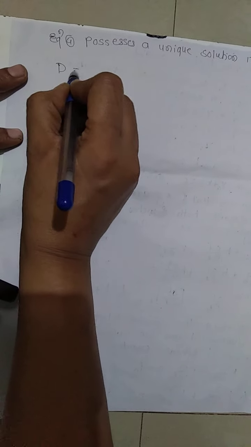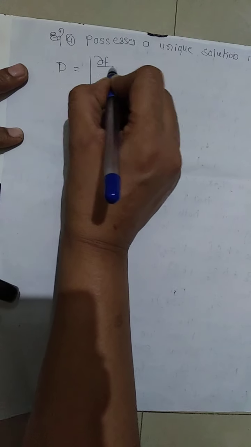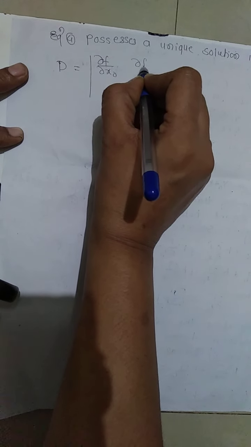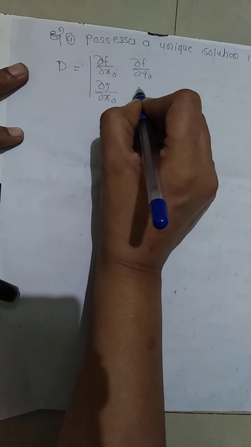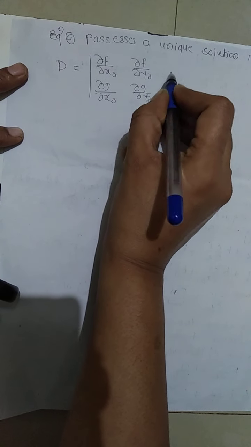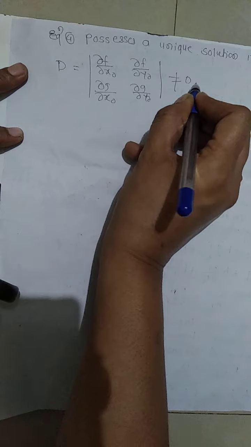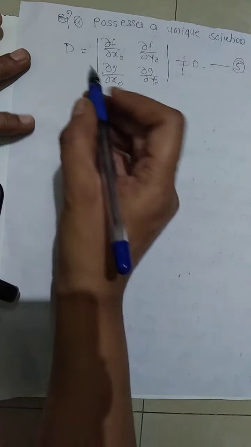Equation 4 possesses a unique solution if d is equal to mod of del f upon del x0, del f upon del y0, del g upon del x0, del g upon del y0 that is different from 0. That is equation number 5.